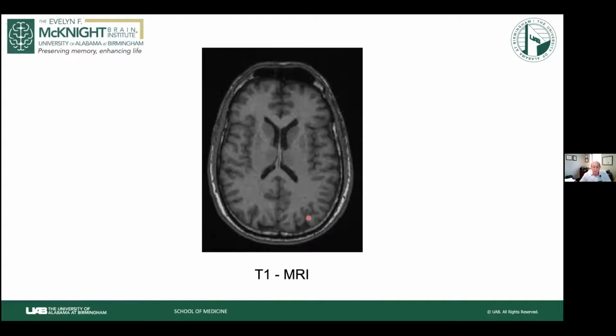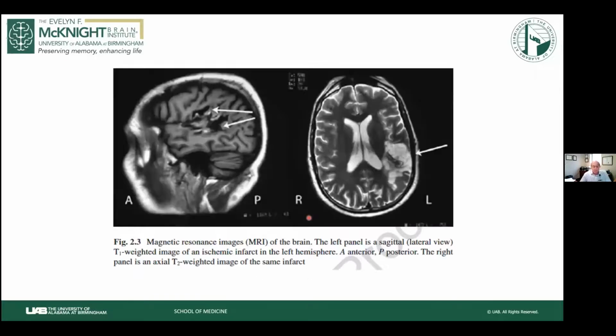You do not pick up vascular disease as well with T1, with some exceptions. But this is really how we look at anatomy in particular cases. So if you want to really look at pathology, then you have to look at a T2 weighted image, which is the one here on the right.